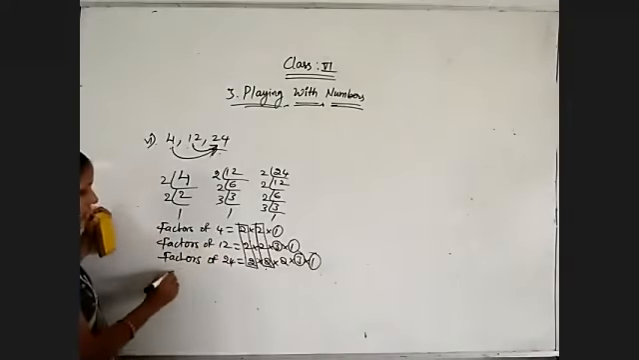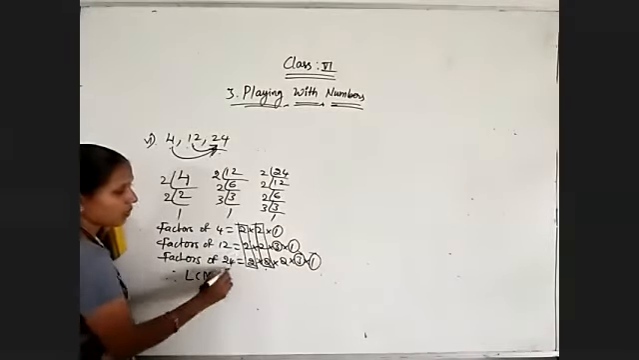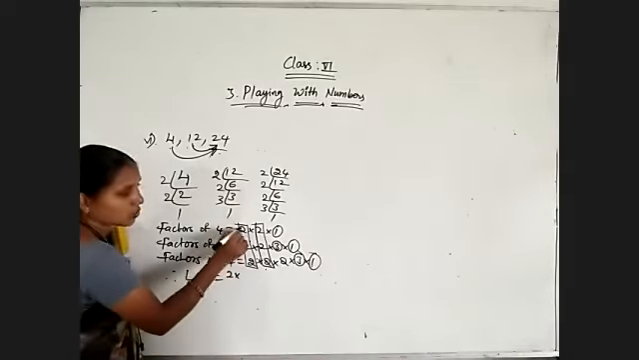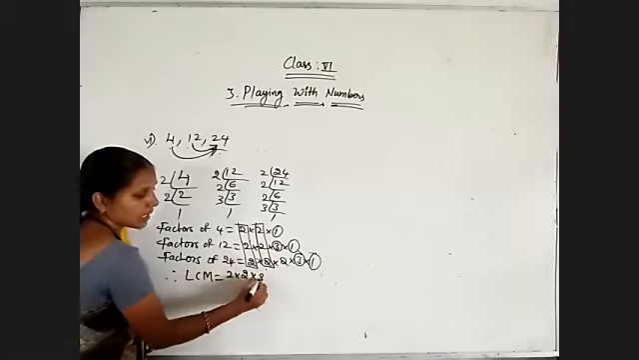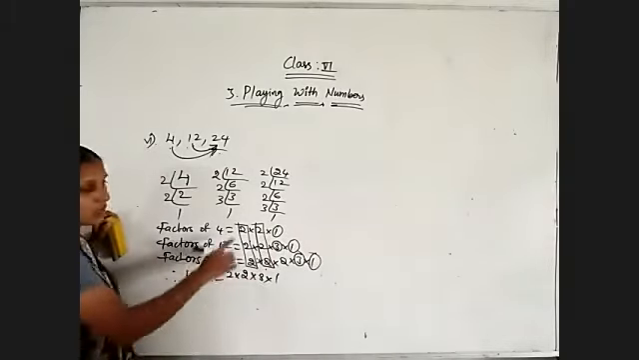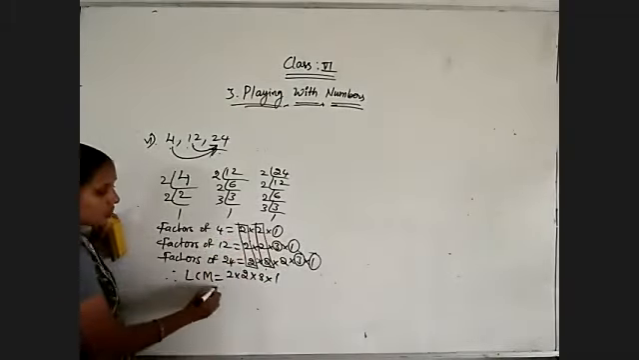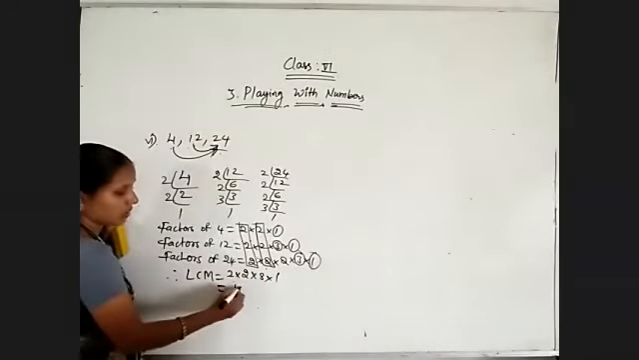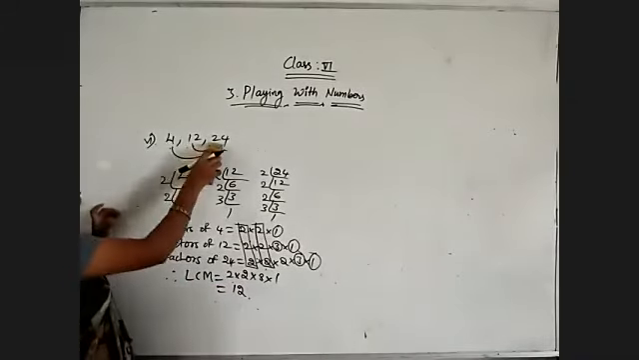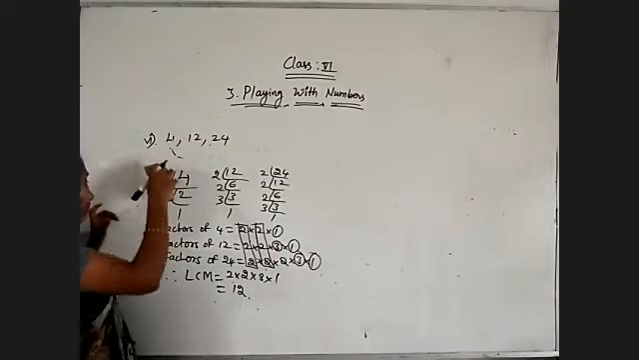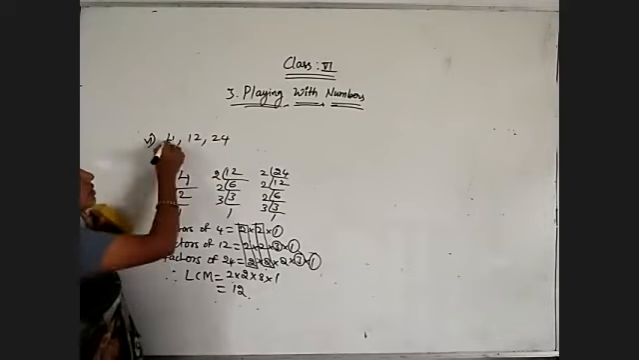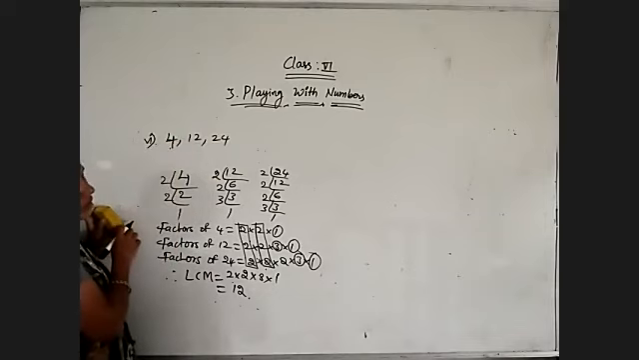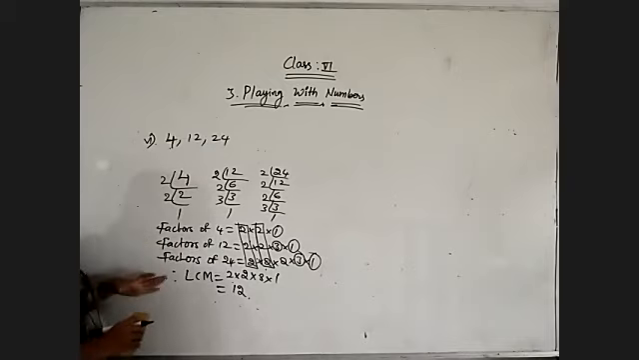Now therefore LCM is equal to the product of common factors. 2 came 1 time, 2 came 1 time, 3 came 2 times, 1 came 3 times, like that. 2, 2, 1, 3. So 2 2s are 4, 4 3s are 12. Like this we got the LCM is equal to 12.